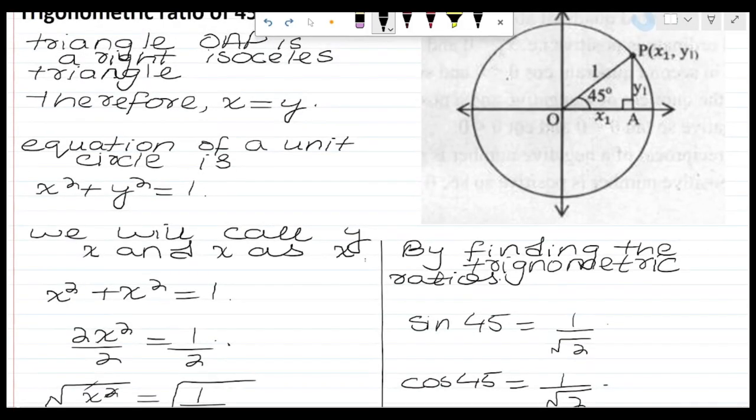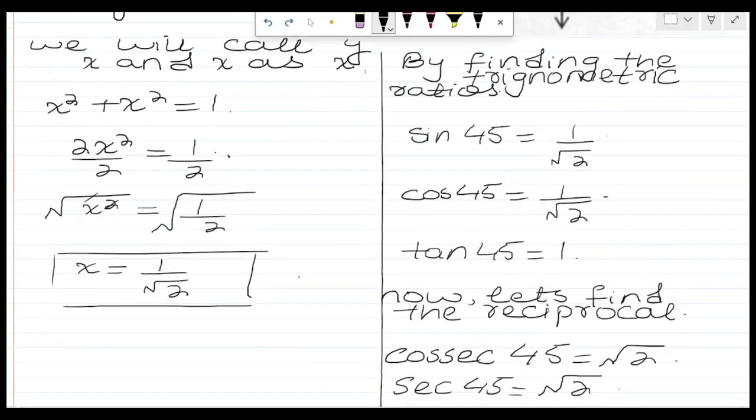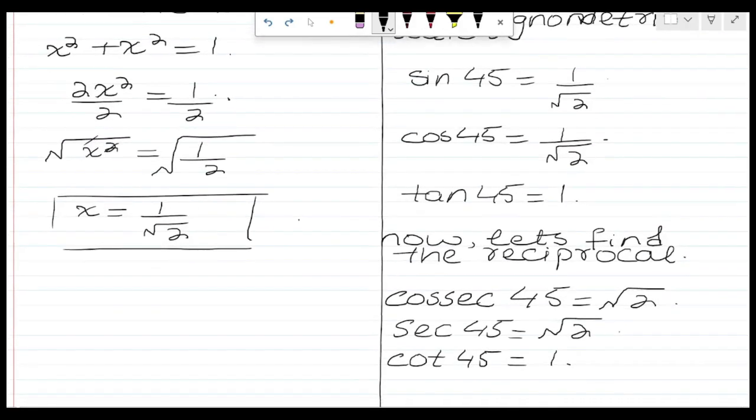That is because it is the perpendicular divided by the base, and both of the values are the same, so they result in 1. Now we need to take the reciprocals. The reciprocal of sine 45 will be cosec 45 and the values will be swapped, so that is equal to root 2. Sec 45 will also be equal to root 2 and cot of 45 will be equal to 1.